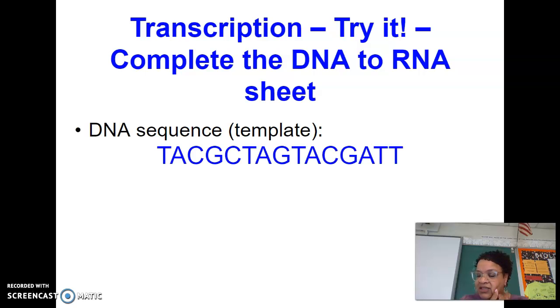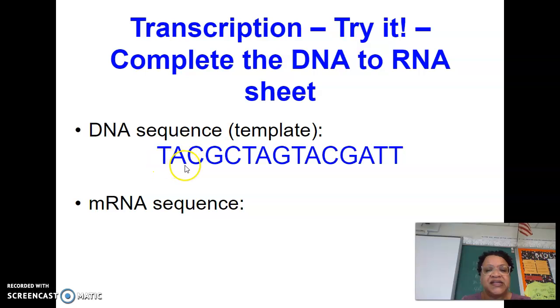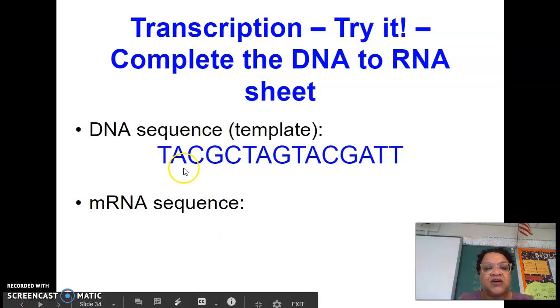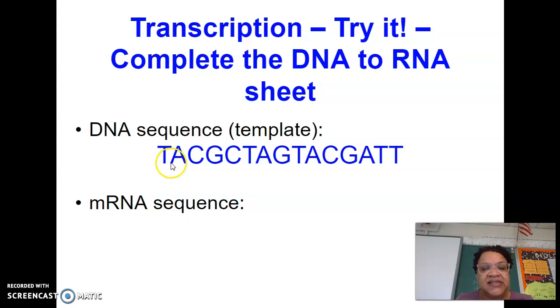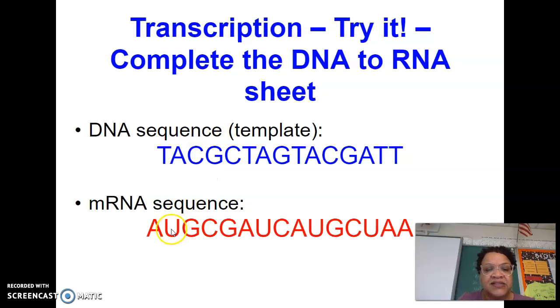So let's try it. Let's practice a little. So if this is a DNA sequence, let's look at the first three letters, TAC. The messenger RNA sequence, what goes with T? What goes with A? What goes with C? Yes, it would be AUG. Remember, RNA, regardless of the type of RNA, does not have thymine.